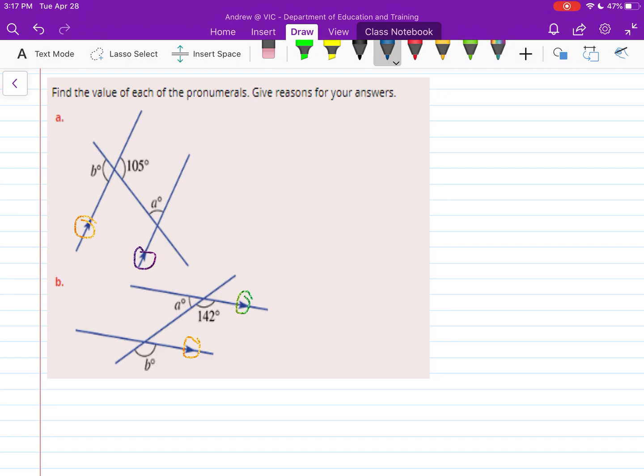You could find either, but we'll go with A just to keep everything in order. So we just need to see how this relates to this angle that we do know, this 105 degrees. How does it relate to that? So here, A, these are co-interior angles.